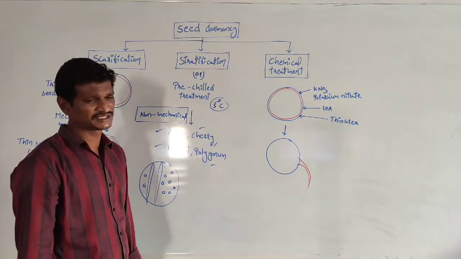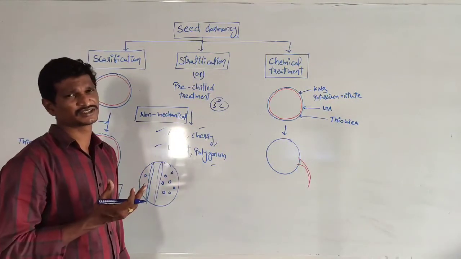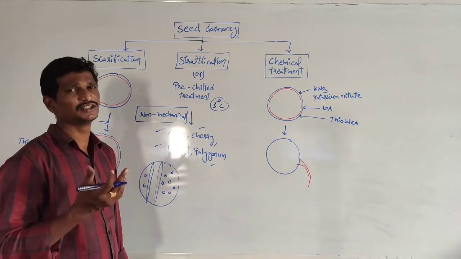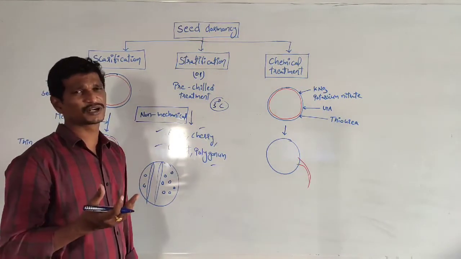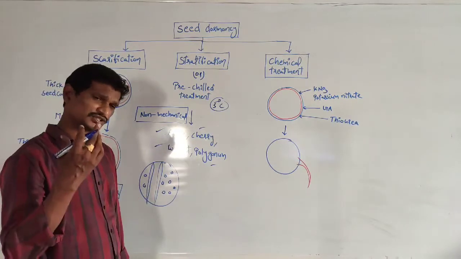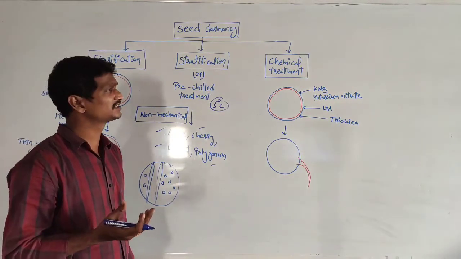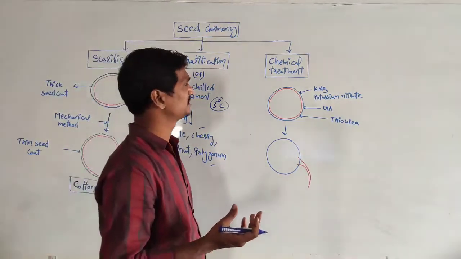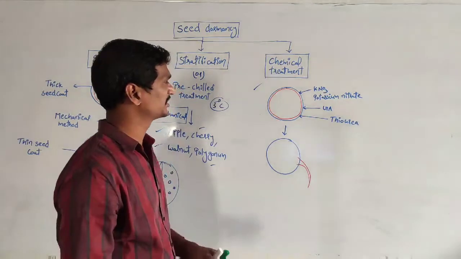So some of the chemical agents are acting on the seed coat, and some chemical compounds like gibberellins act on the seed coat and the endosperm. Then the seeds germinate. So that is about chemical treatment.